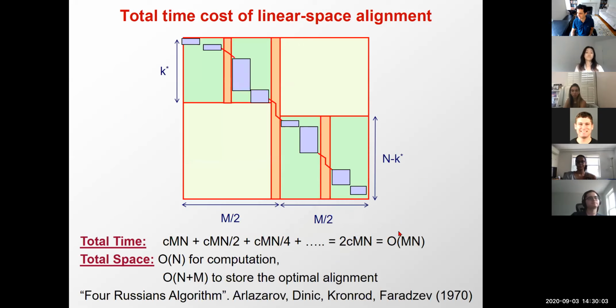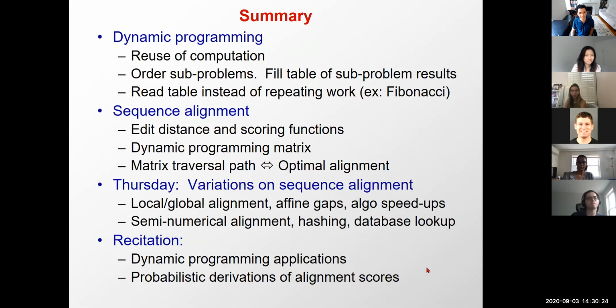So I've basically done order mn computation with only linear space, computing all of the midpoints, and then tracing back and recursing, and then effectively recomputing my path, okay? The reason they call it the 4 Russians algorithm is because there's 4 Russian names, and this dates from 1970, and I think it's just a very cool algorithm.